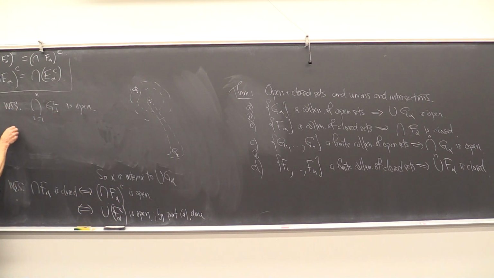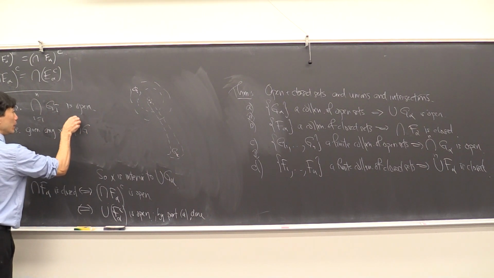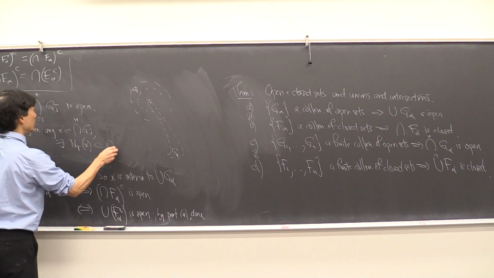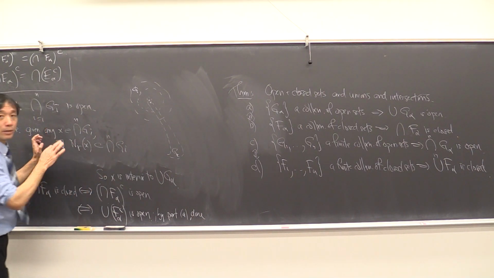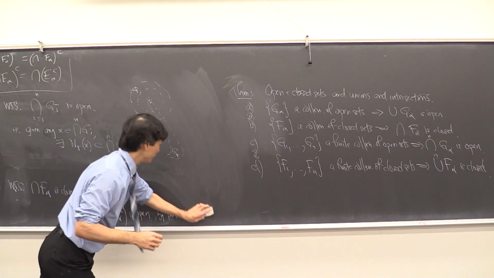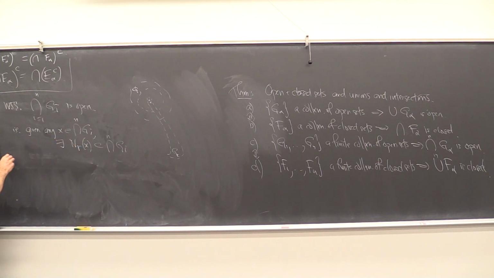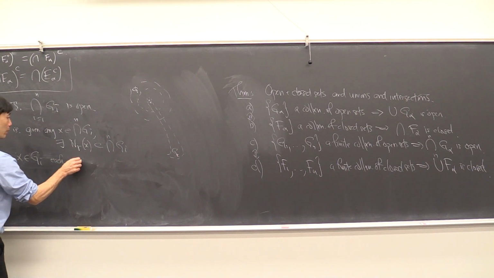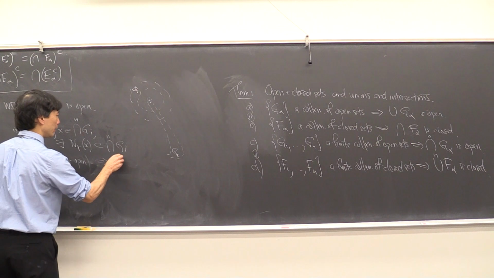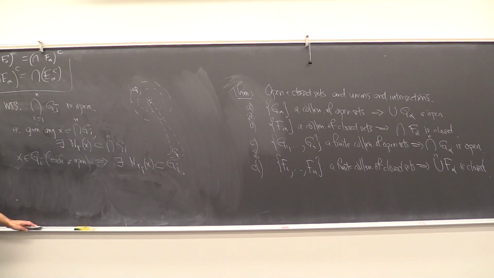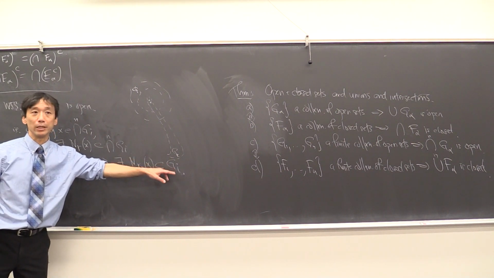So you say, we want to show this is open. In other words, that given any x in the intersection, there exists a neighborhood around it that lies in the intersection. Okay, and so you say, well, this point lies in every single one of these sets, right? So X lies in G_i, each of which is open. So we know that there exists some neighborhood of X with some radius R_i contained in G_i.